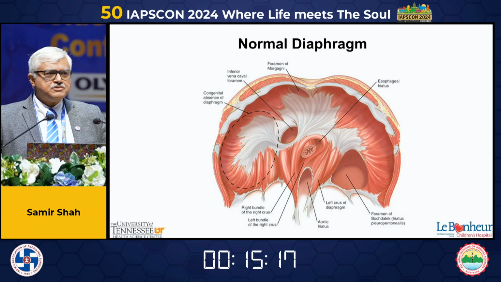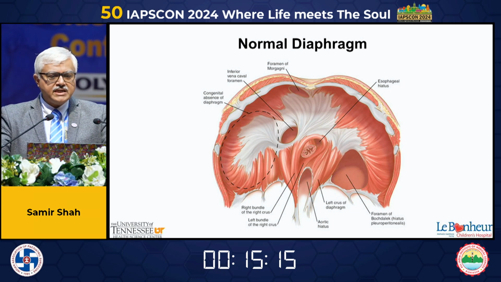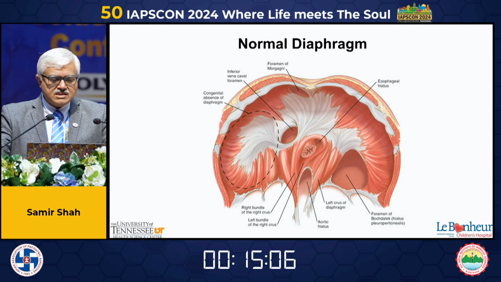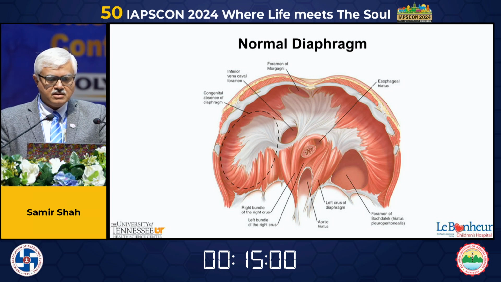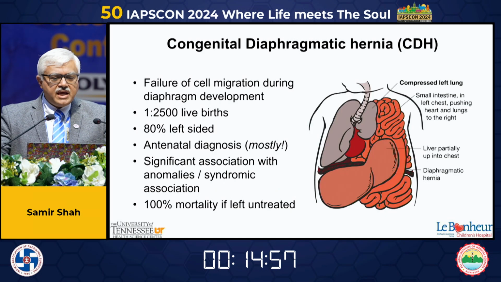This is a familiar diagram to all of you, what a normal diaphragm looks like. On the right side, if the diaphragm is absent, that leads to the right-sided diaphragmatic hernia. And on the other side, you have the foramen of Bochdalek, which leads to the left-sided hernias. CDHs are a result of failure of cell migration during the diaphragm development. And 1 in 2,500 live births are associated with CDH. Some people say 1 in 3,000, but in the United States it's close to 1 in 2,500. 80% of these are left-sided CDHs.